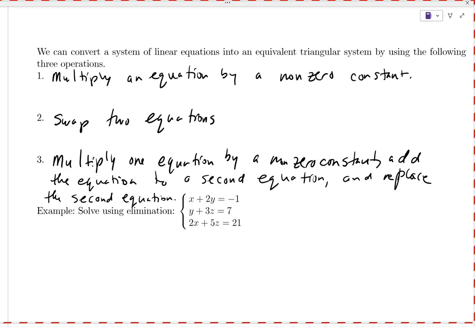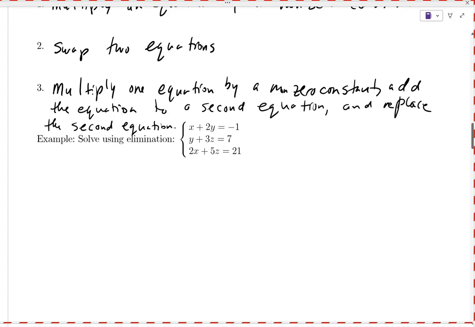Okay. All right, so let's put this to work. We want to solve this by elimination. So we've got the equations x plus 2y equals -1, y plus 3z equals 7, and 2x plus 5z equals 21. All right, so our first goal, again, is that we want to get this into a triangular system. Once I get it into a triangular system, then I can figure out what the solutions are. So let's talk about what the steps are to get this into a triangular system.